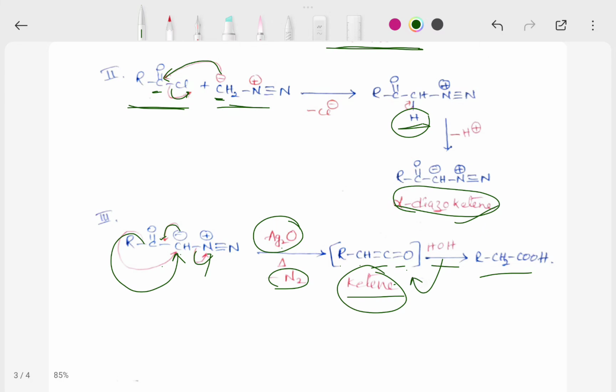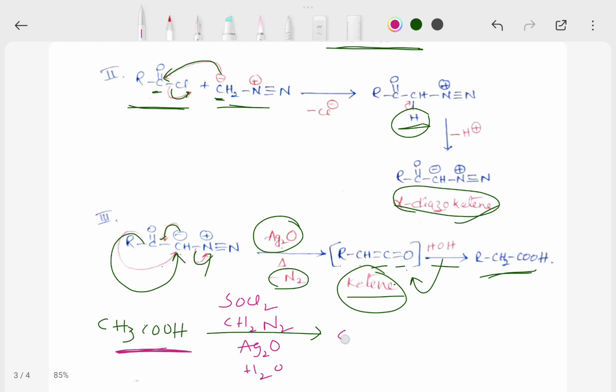Hydrolysis of this ketene gives RCH2COOH. Here only one carbon is increased. For example, CH3COOH with thionyl chloride, diazomethane, silver oxide, and water. What is the product? CH3CH2COOH, that is propanoic acid. Only one carbon increases.